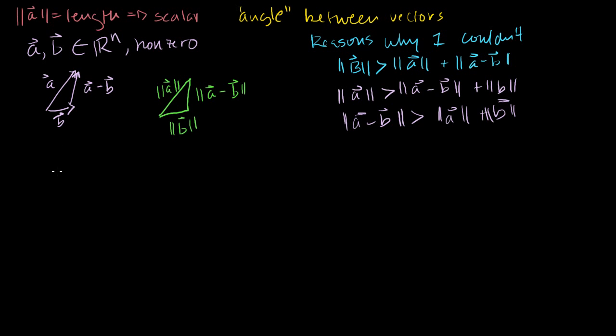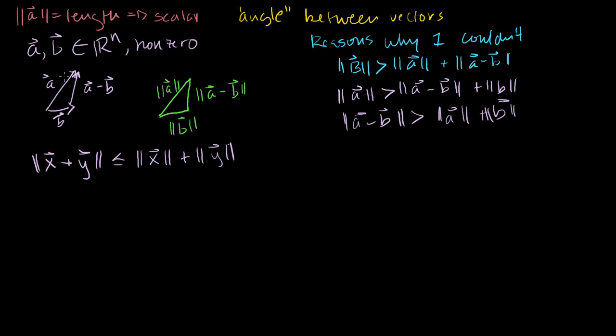The triangle inequality tells us that if I take the length of the sum of two vectors, that is always going to be less than or equal to the sum of each of their individual lengths. So let's see if we can apply that to this triangle right here.